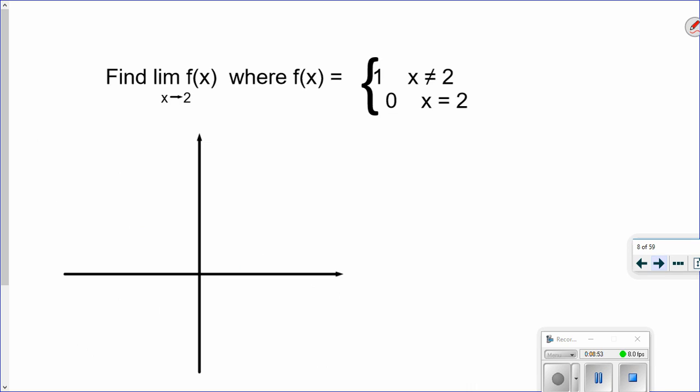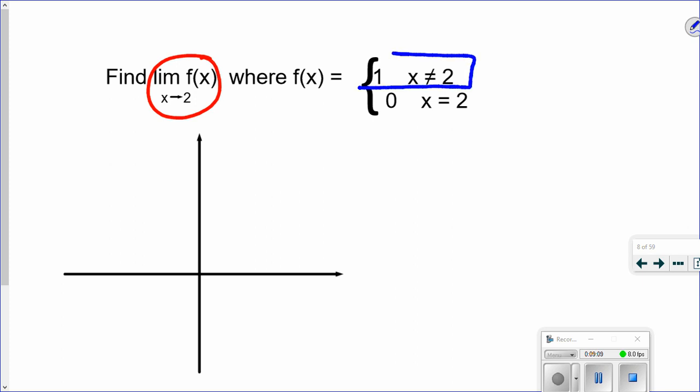So let's look at this one. We have to be able to draw a graph of this in order to evaluate the limit as x approaches 2 of this function. If you want, pause me and try to draw a graph of this, but I'm going to go ahead and continue.